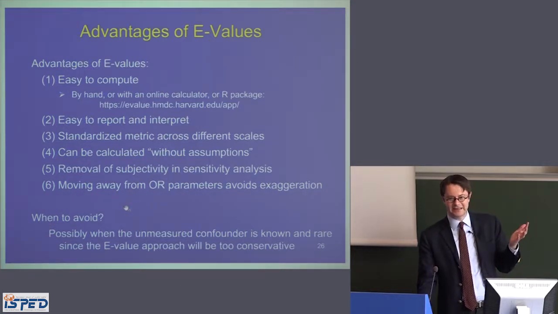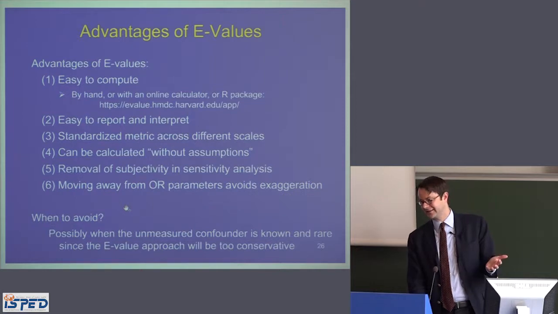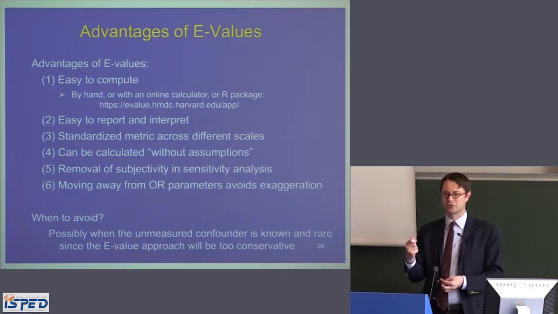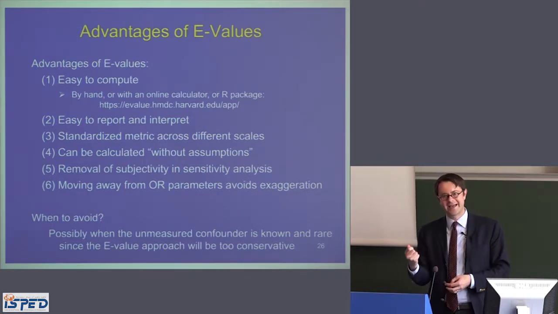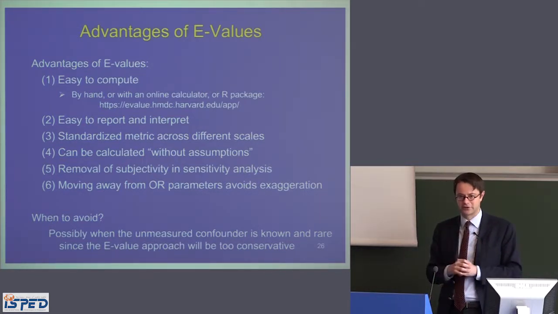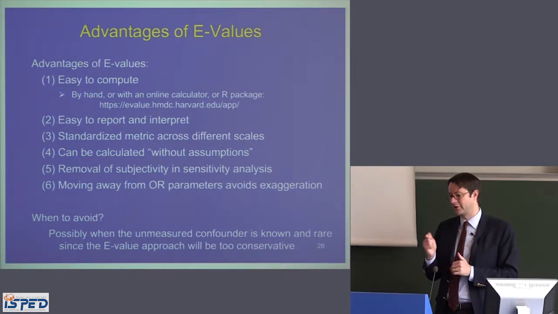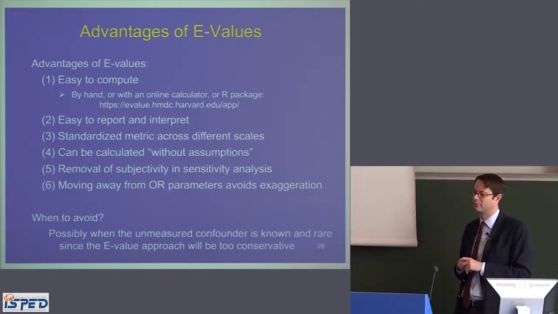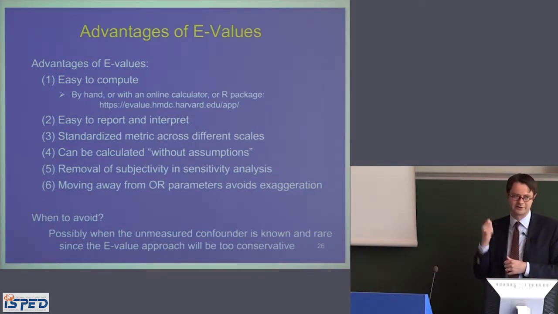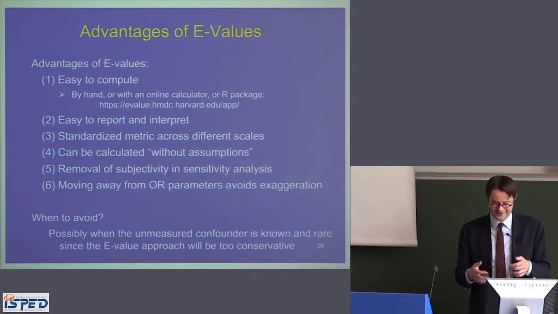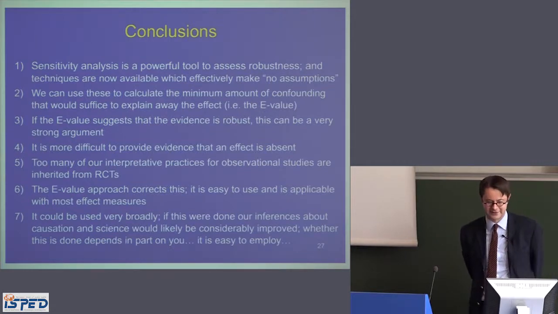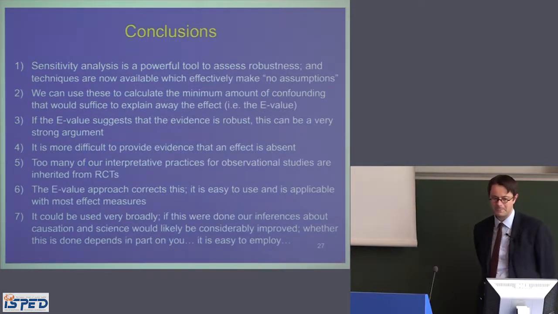I think one setting to avoid this e-value approach is when you have an unmeasured confounder, you know what it is, and you know that it's rare. Then the e-value is just going to be too conservative. An unmeasured confounder that's very rare won't generate all that much bias. There are other formulas that can be used and I think are probably preferable if you know what the unmeasured confounder is and you know that it's rare. But otherwise, I think this can be a very general approach to assess robustness to unmeasured confounding.